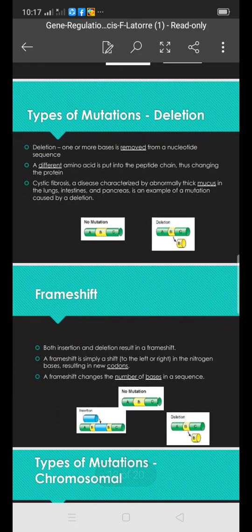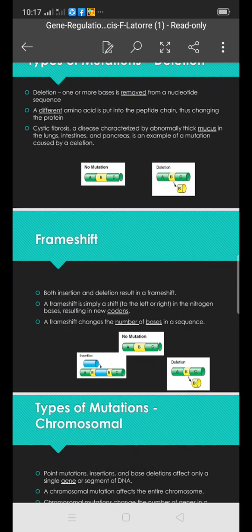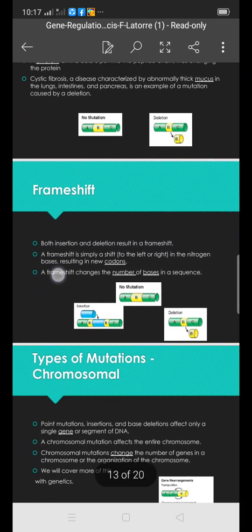Types of mutation: deletion. In a deletion, one or more bases is removed from the nucleotide sequence. A different amino acid is put into the peptide chain, thus changing the protein. Cystic fibrosis is a disease characterized by abnormally thick mucus in the lungs, intestines, and pancreas. It is an example of a mutation caused by a deletion.